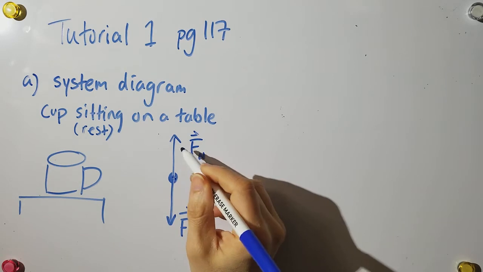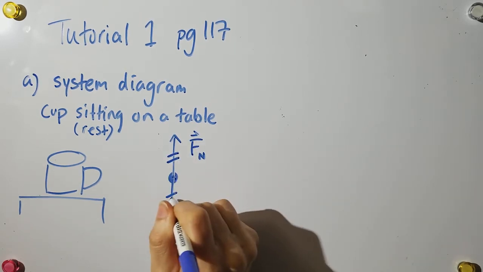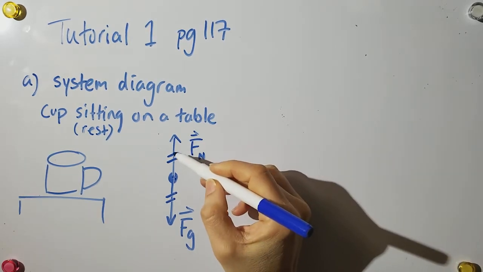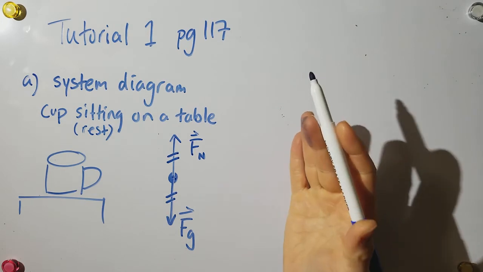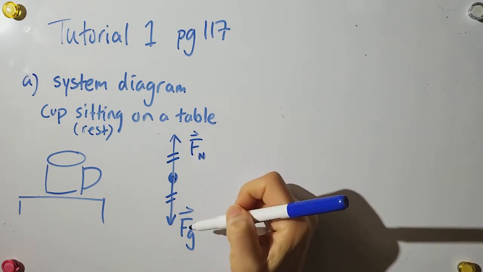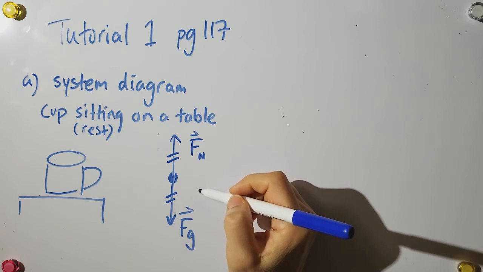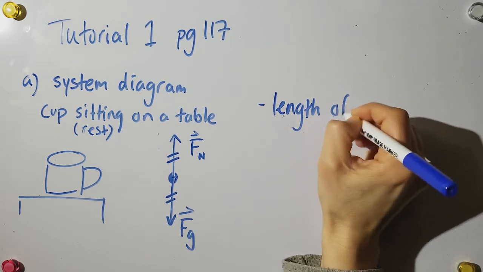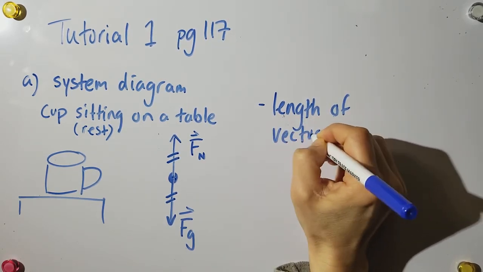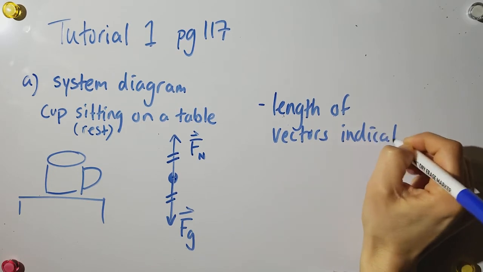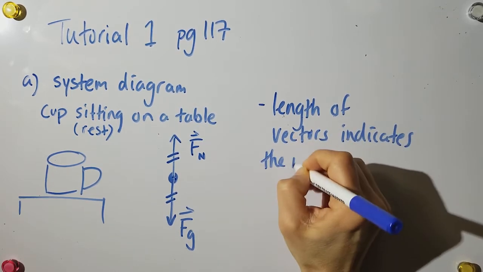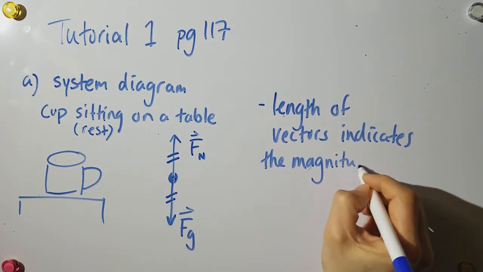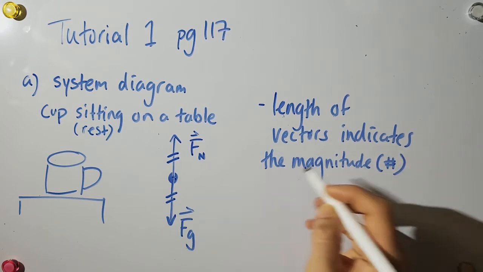Now, I want to get into a little bit more detail that the textbook doesn't talk about. Since this is sitting on a table and it's not moving, these forces are balanced. So just like in math class, I use these little hash marks to tell me that lines are of equal length because the length indicates the magnitude of these forces. All right, so I'll write that over here. Length of vectors indicates the magnitude, okay, or that's the number part.